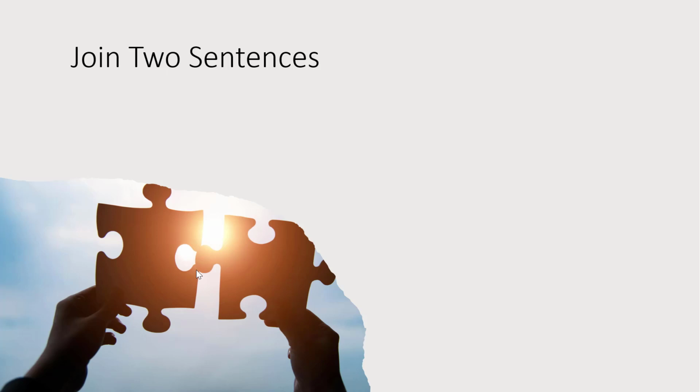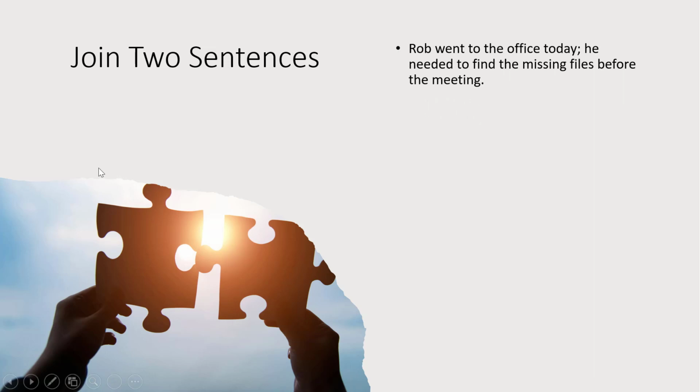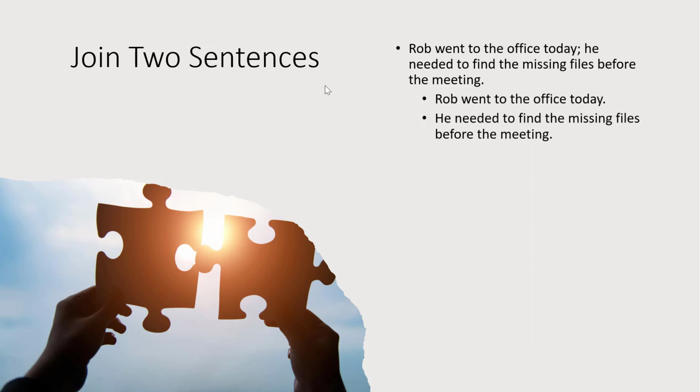You also will use or can use a semicolon to join two sentences. So in this example, we have that Rob went to the office today; he needed to find the missing files before the meeting. We have taken two simple sentences, which are Rob went to the office today and he needed to find the missing files. Rather than having a writing consisting of nothing but short, simple sentences, you can combine those two related sentences by putting a semicolon between the first one and the second one.